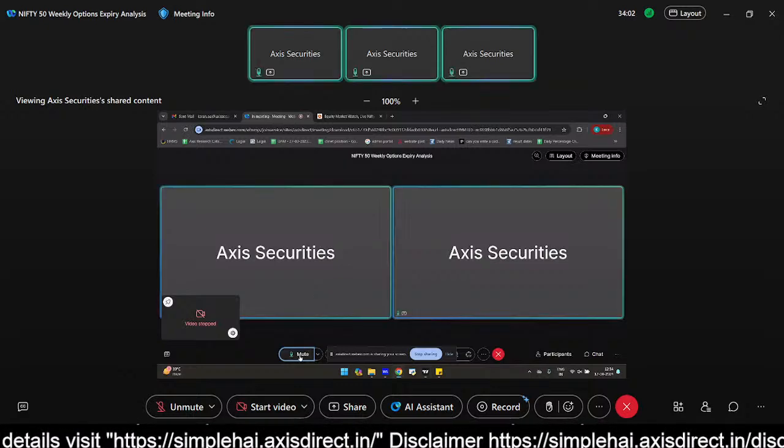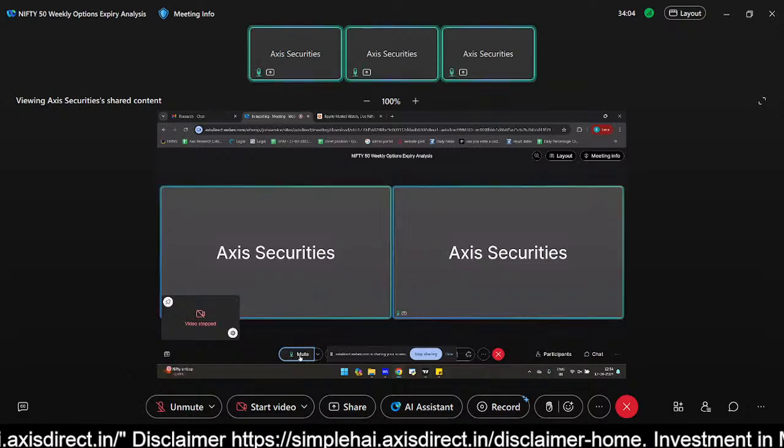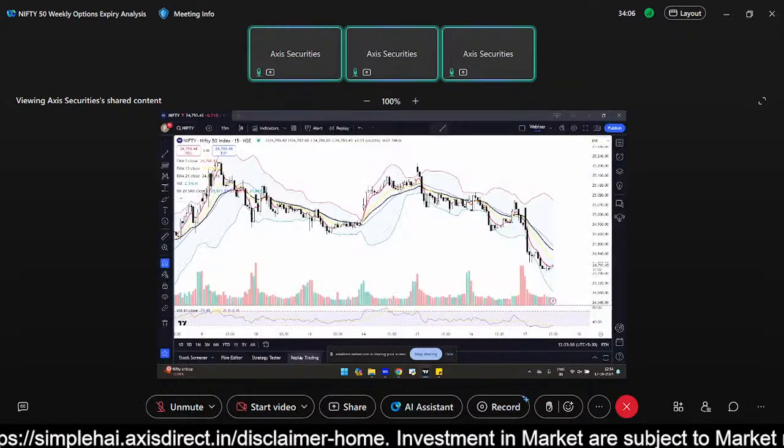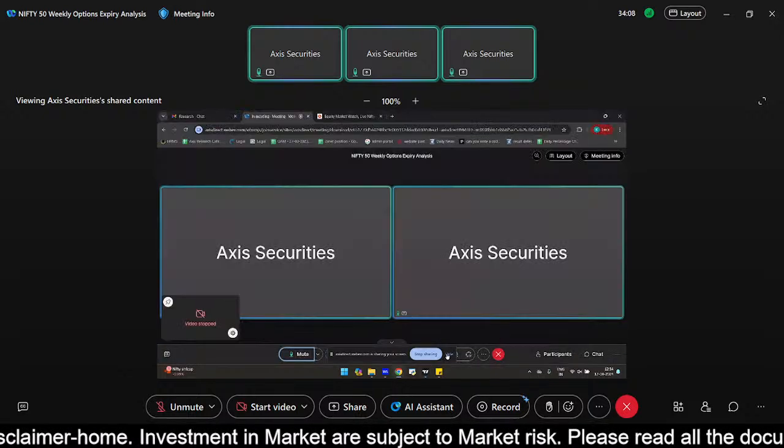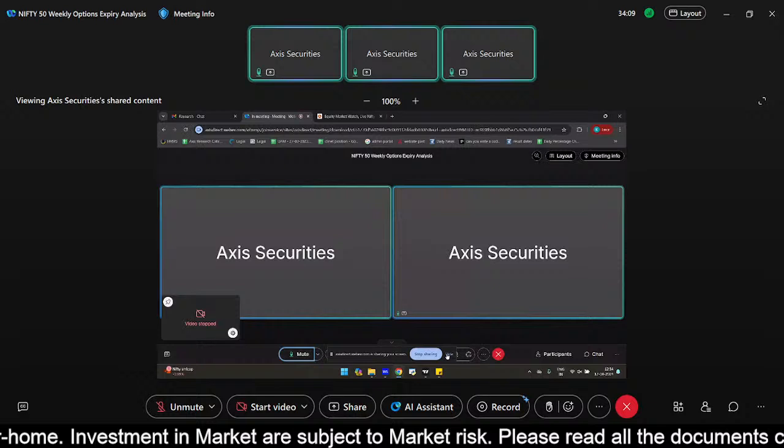Seems like we don't have any queries on the Nifty 50 today. So we'll come back with the session next week, on the Fin Nifty, Bank Nifty and Nifty 50 weekly expiry.